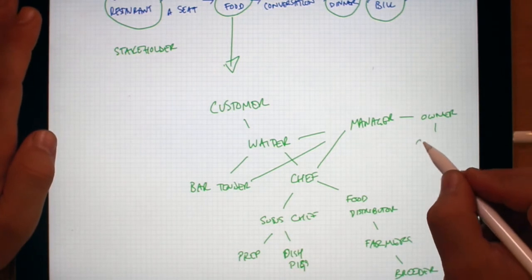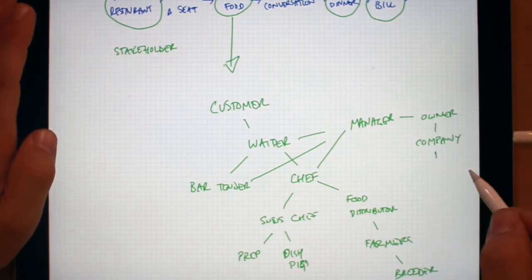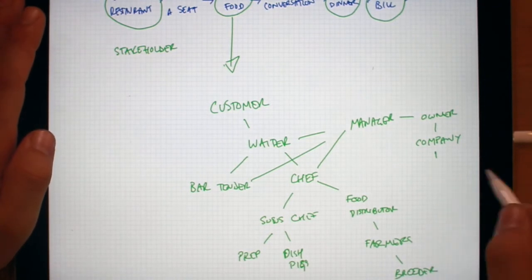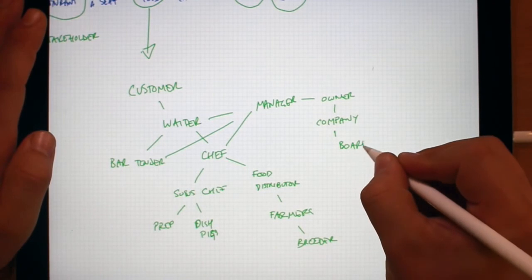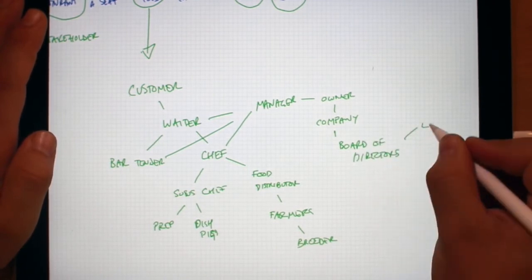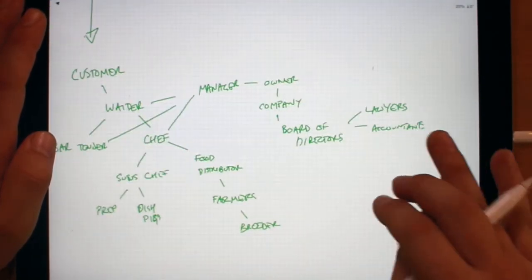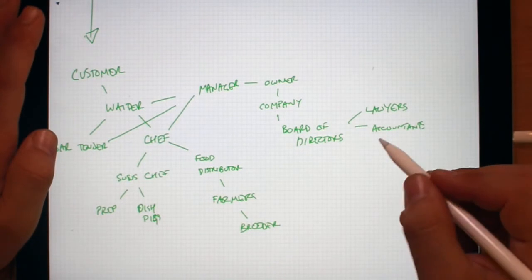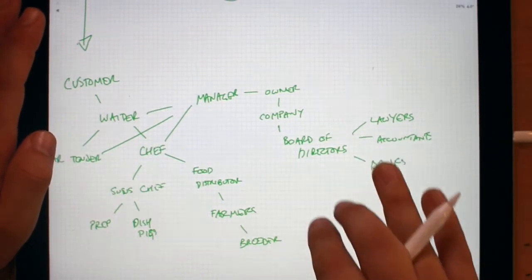The owner may or may not have a company behind them, if it's a big chain restaurant, for example, or if it's quite a large, high-end restaurant, you'd have a company behind it, and you might even have a board of directors behind that company. Board of directors probably interact with people like lawyers, probably interact with accountants to make sure the books are in order. They will also probably interact with people like the banks to make sure that they've got finance and capital.